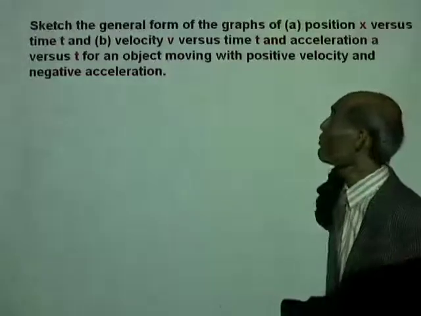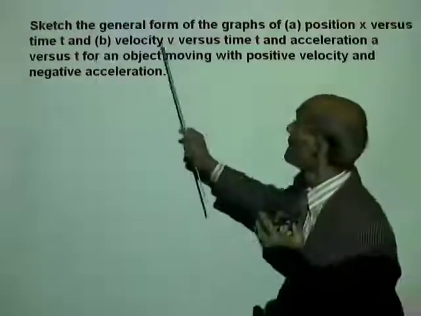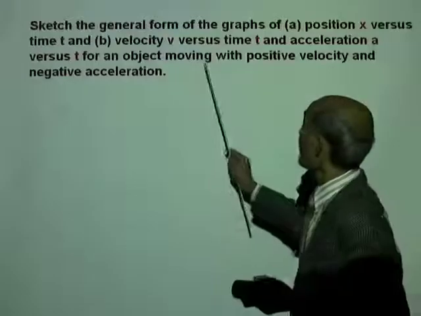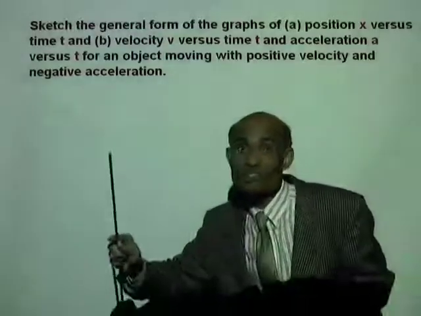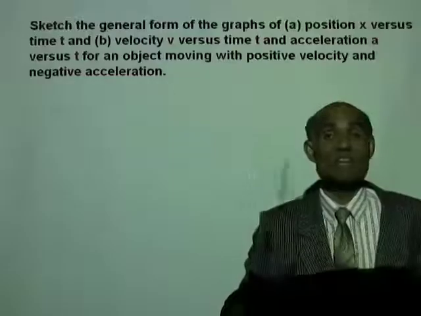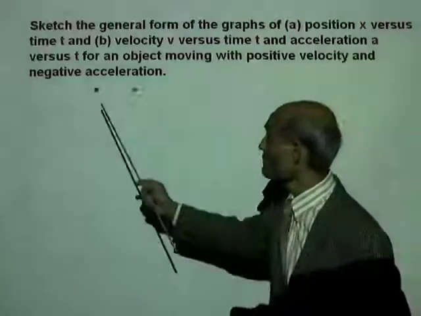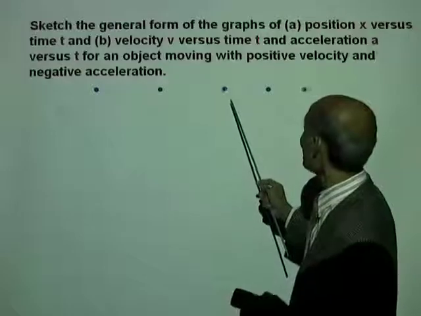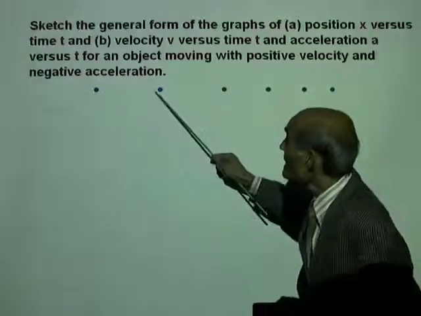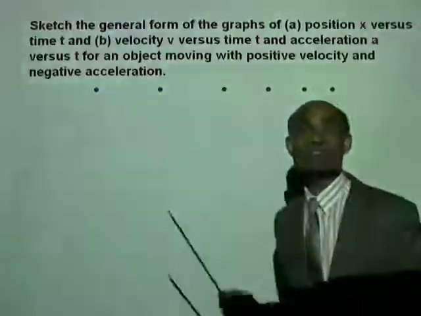All right, sketch the general form of the graphs of position x versus time t. You need to sketch the position graph. Sketch the velocity versus time graph and acceleration against time of an object moving with positive velocity and negative acceleration. All right, positive velocity and negative acceleration. Can you tell me what that's going to look like? Well, look at the positions of the object. What happens? Because you have a negative acceleration, the displacement each second is smaller than the previous one because the object has a negative acceleration.